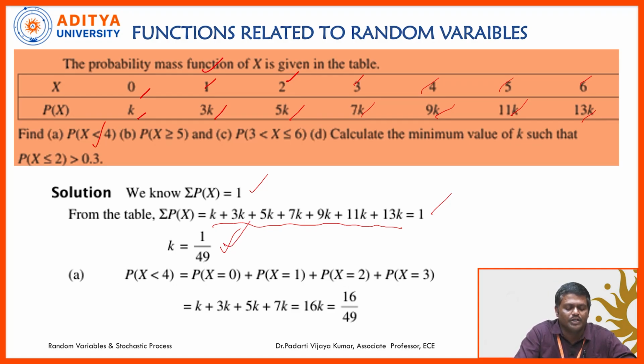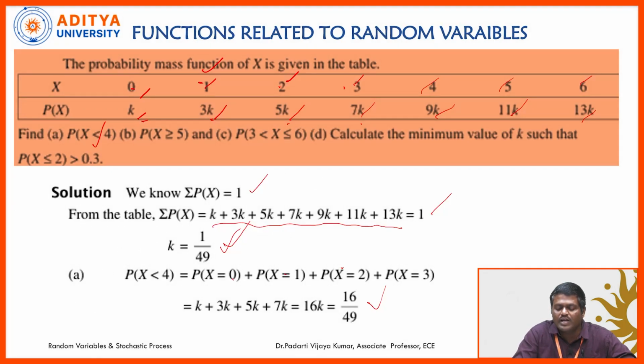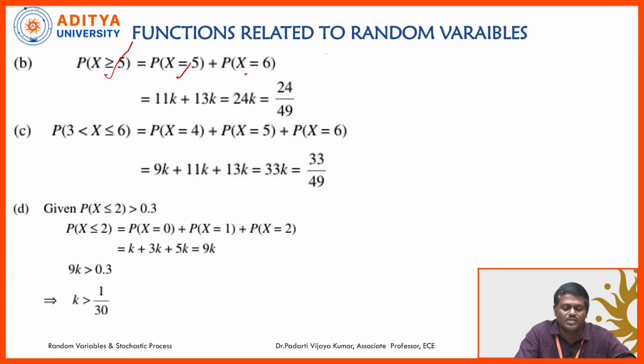And next one is probability of x less than 4. How many values are there? x equal to 0, 1, 2, 3. That means k plus 3k plus 5k plus 7k, which is 16k, that is 16 by 49. In a similar manner, we can compute probability of x greater than or equal to 5. Given the values up to 6 only, probability of x greater than or equal to 5 means x equal to 5 and x equal to 6. 11k plus 13k, which is equal to 24k, that is 24 by 49.